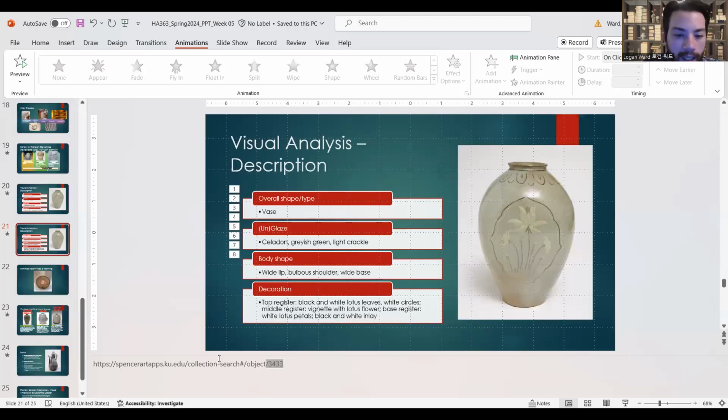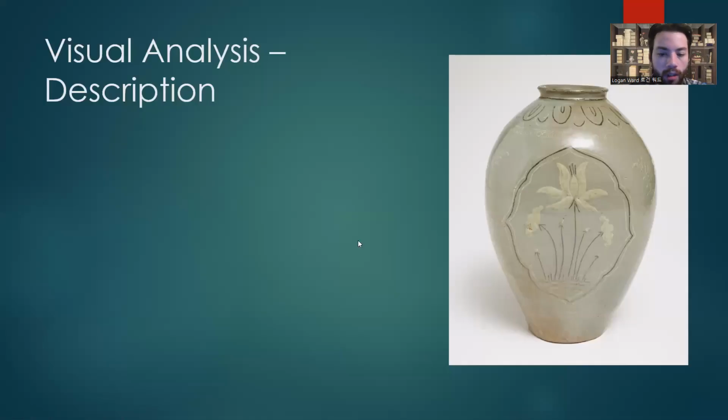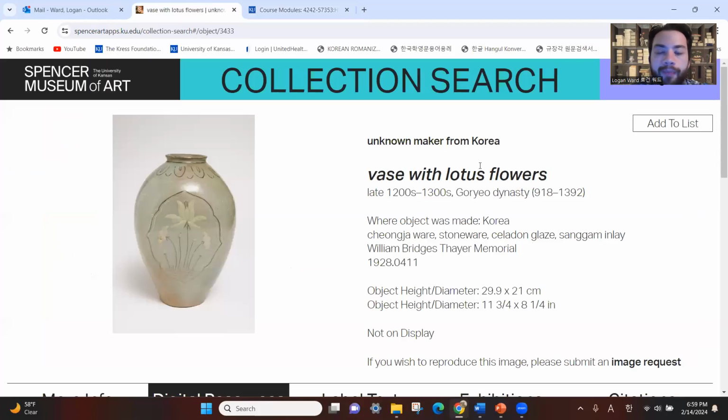Okay, so let's look at this specific vase or object that I have on the slides here. This is at the Spencer Museum of Art, and it is not on display right now, so we won't be able to see it. I'm going to just share my screen generally with you. If you go on the website, does everyone see the web page? And is everyone able to access the web page? Good. Yes, thank you.